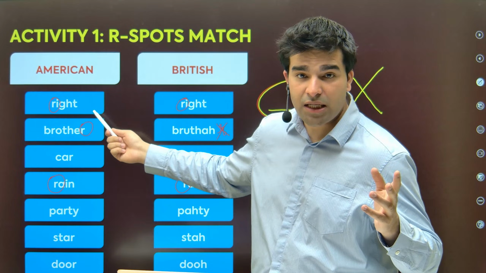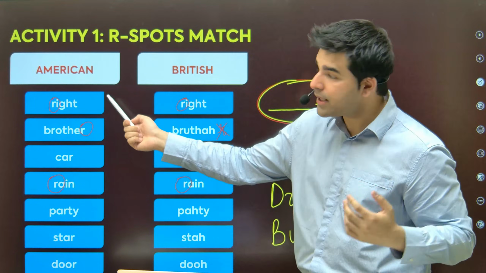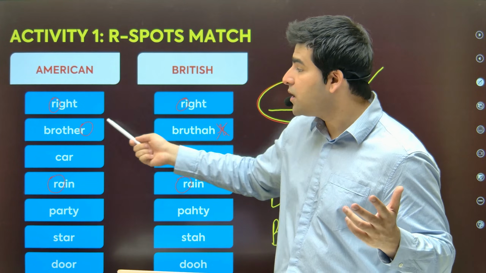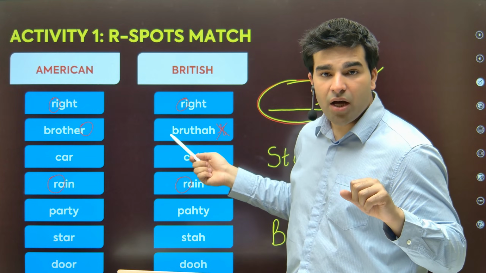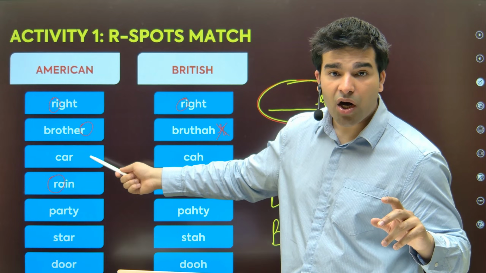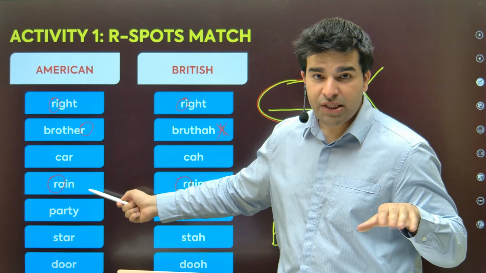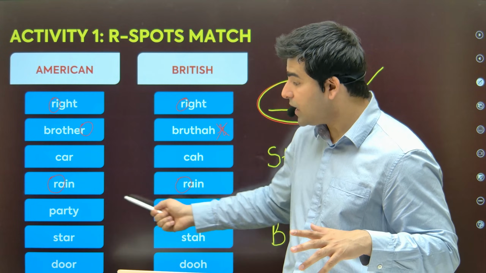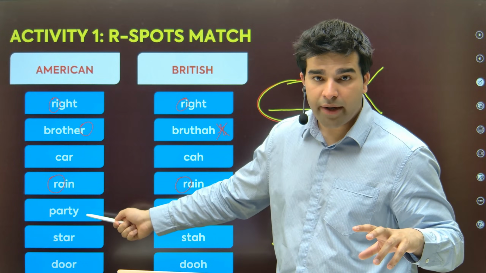Right. Repeat after me. Okay. Everybody, attention. Come back from the chat box. Right. Right. No difference. Difference. Brother. Brother. Car. Car. No difference. Rain. Rain. Difference. Big difference. Party. Party.